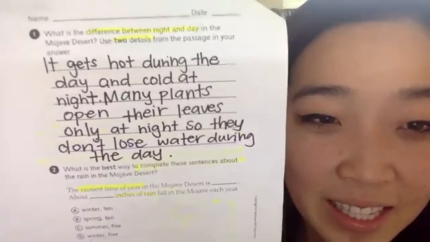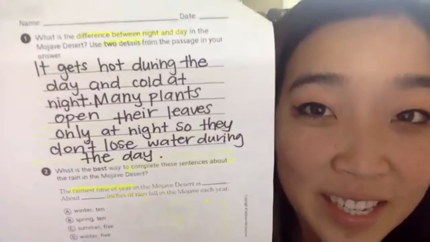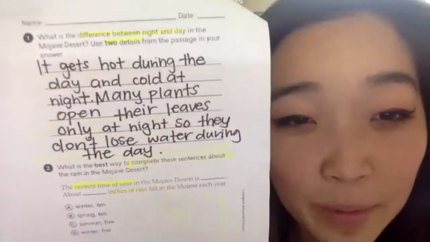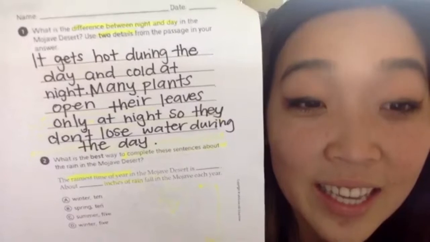What is the best way to complete these sentences about the rain in the Mojave Desert? The rainiest time of year in the Mojave Desert is, you can unmute yourselves and then you guys can tell me the answer. Winter. Anybody? Winter? You can unmute yourselves, and then mute yourselves back. I think winter, it's A.